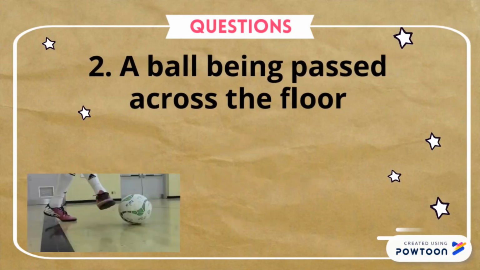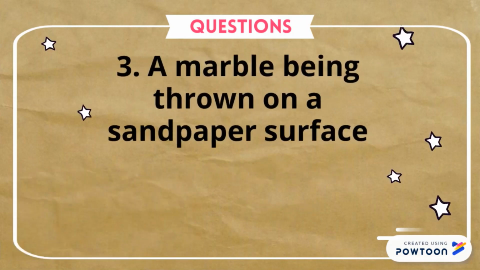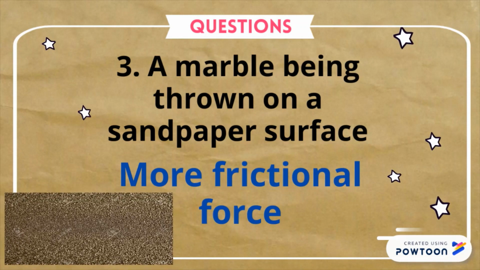The answer for question number 2 is less frictional force as well. This is because the surface of the ball and the surface of the floor are both smooth. Hence, not much force needs to be exerted, resulting in less friction. And finally, the answer for question number 3 is more frictional force. This is because sandpaper is a rough surface, which causes the marble to move slower, as far more force needs to be exerted, which results in more frictional force.